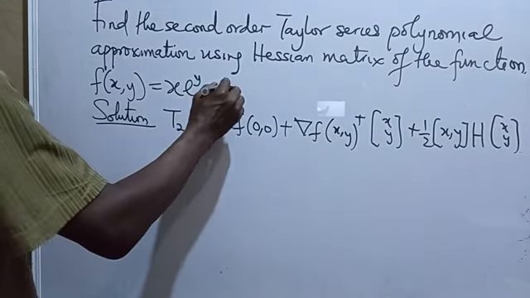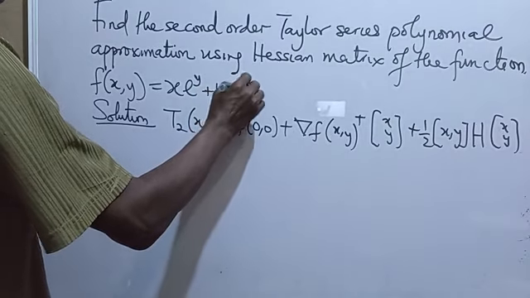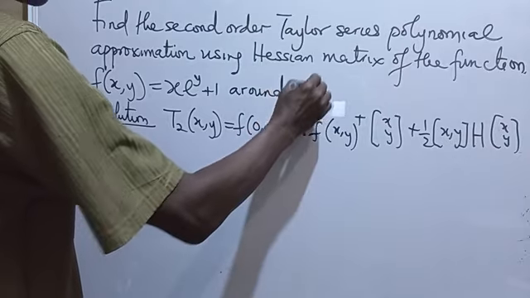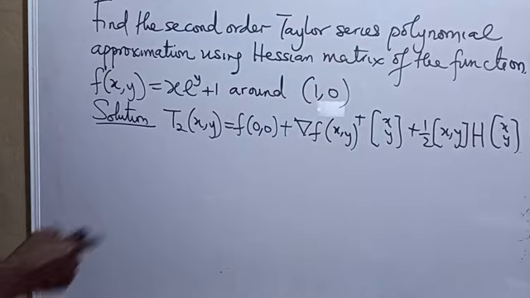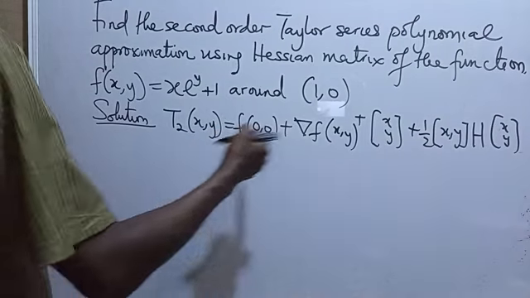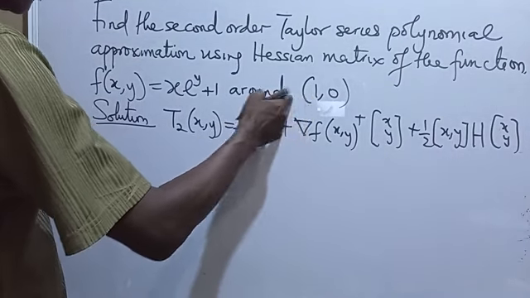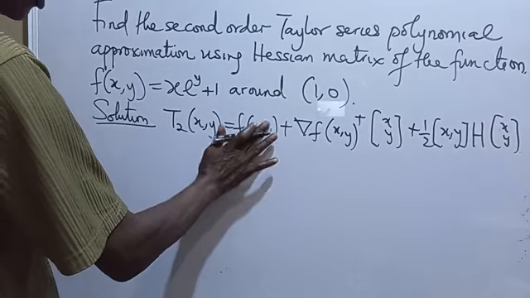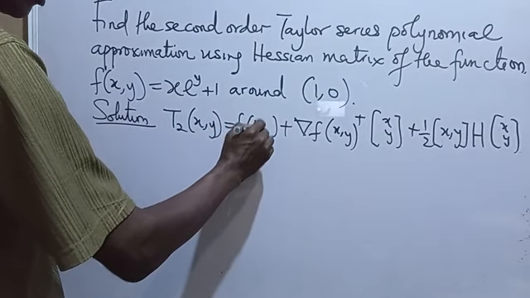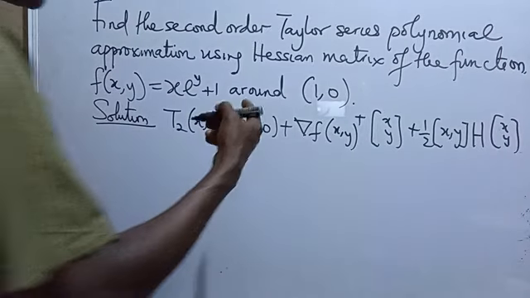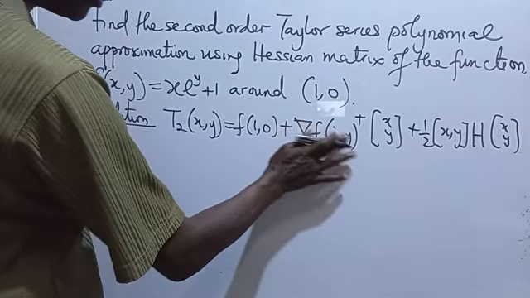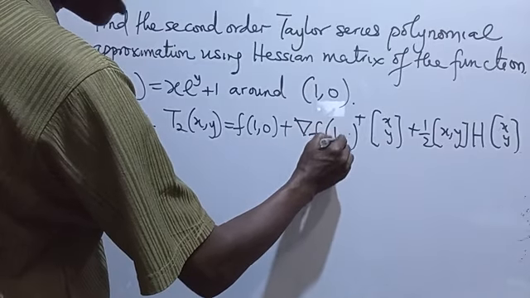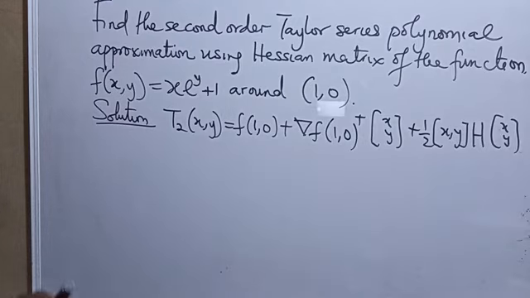Oh, this question is not complete. It is about, or around, 1 comma 0. Sorry. So in this case, we are given the neighborhood of our approximation, which is 1 comma 0. So we are going to use 1 comma 0. But if you are given the origin, the origin will be 0 comma 0. So this time around, we are going to change this to 1 comma 0. Okay? All right. Now let's get started.